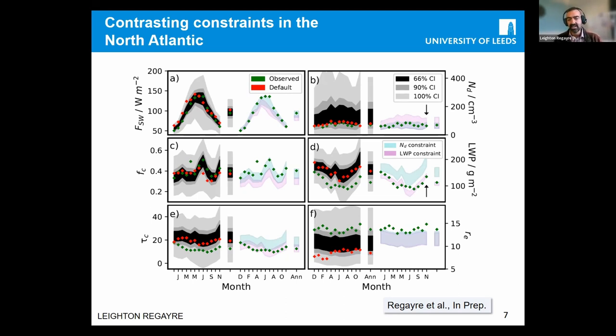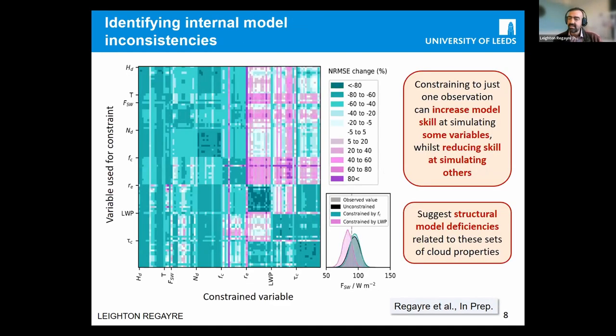And we've gone ahead an extra step and evaluated each of those constraint variables against every other potential variable. So on the y-axis here are the variables that we've used for constraint, and on the x-axis is the variable that's been constrained. So each one of those squares is a comparison between our 1 million member normalized root mean squared errors on average, and the constrained set of normalized root mean squared errors, constrained to the variable on the y-axis.